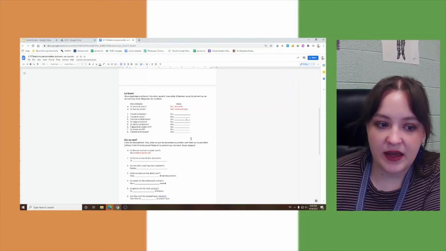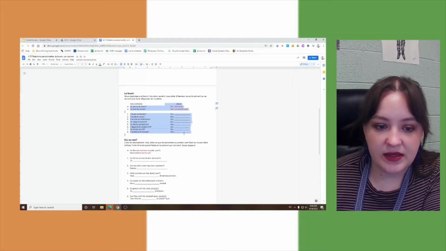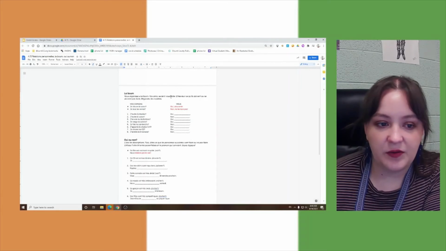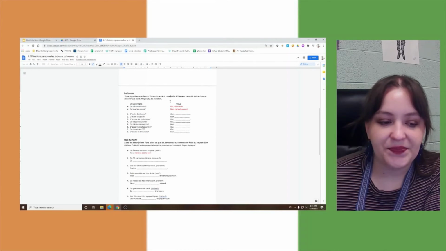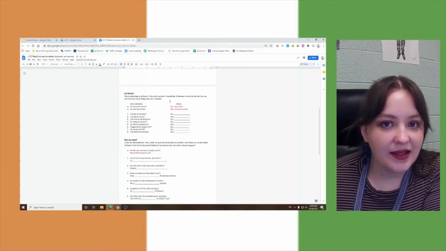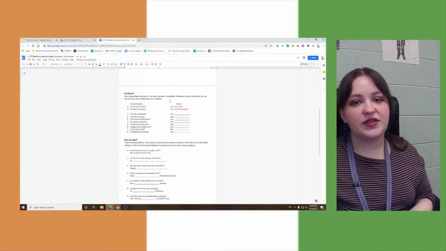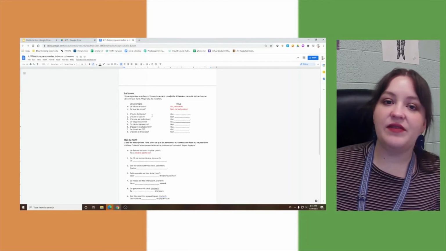So pause me. Do this. There's a key at the bottom like normal, so you can check your answers. Then when you're ready, come back and look at infinitive, how to use le la le with infinitives.